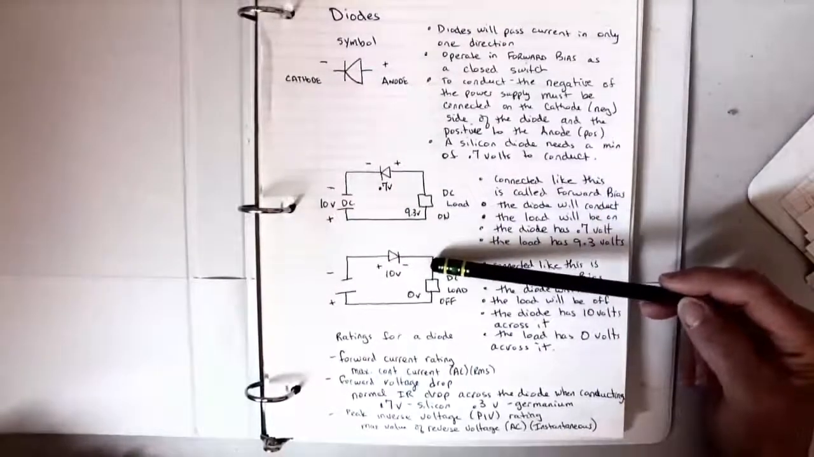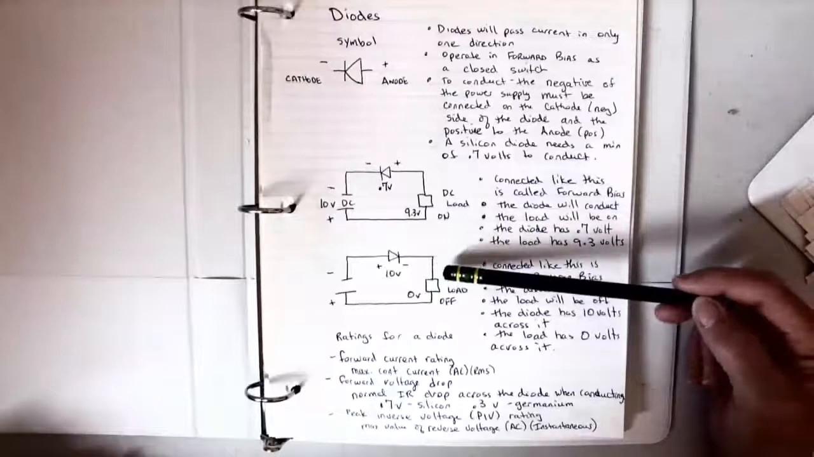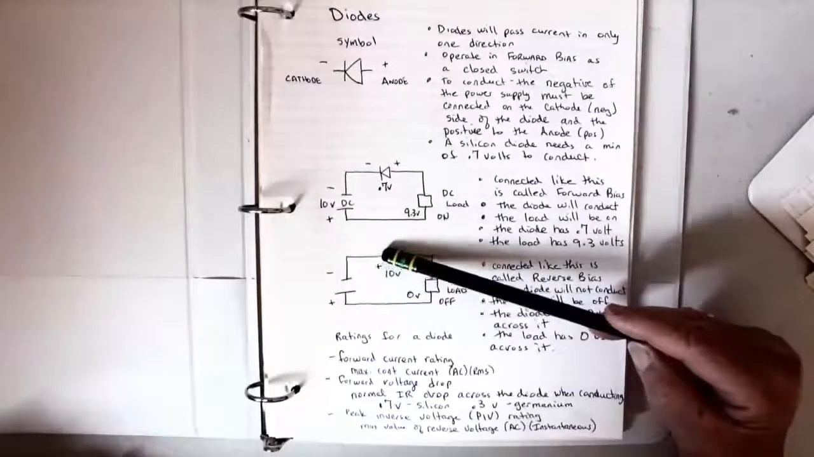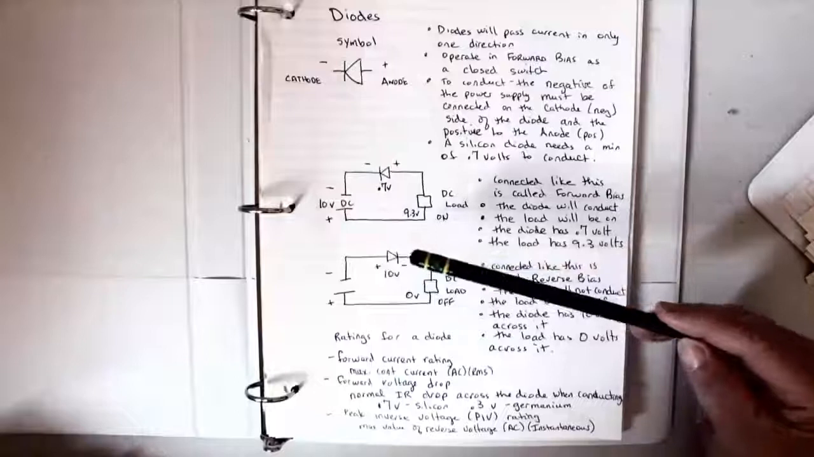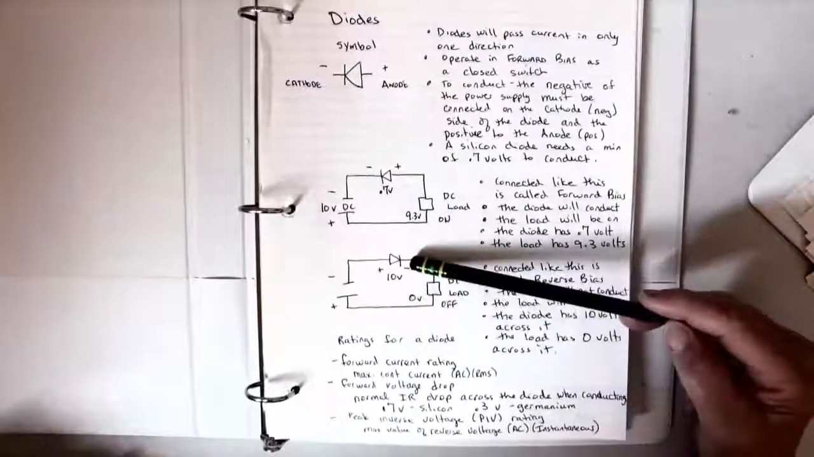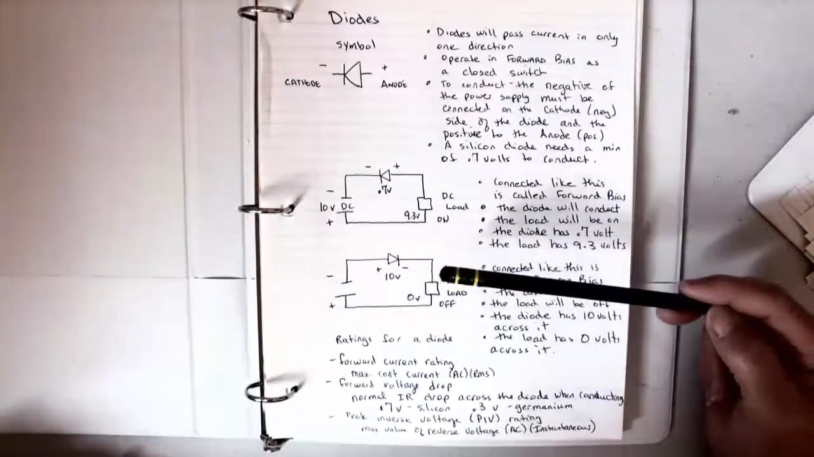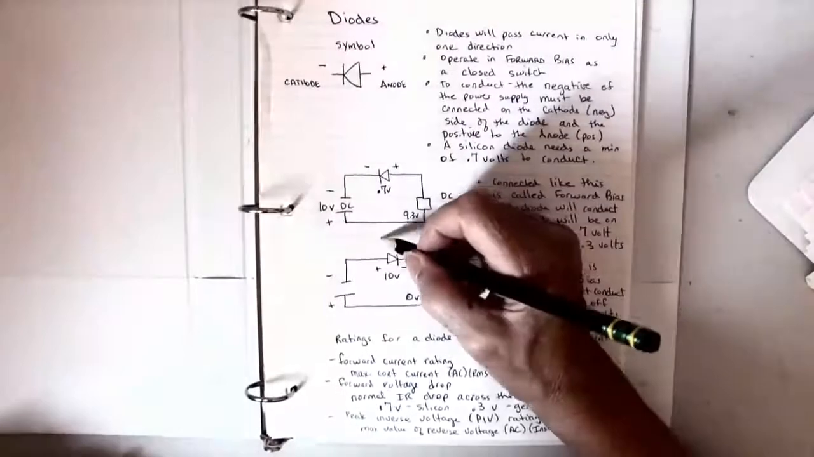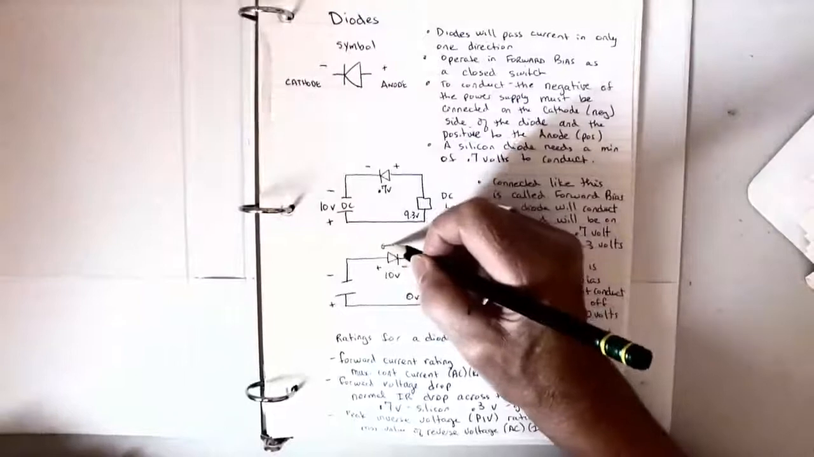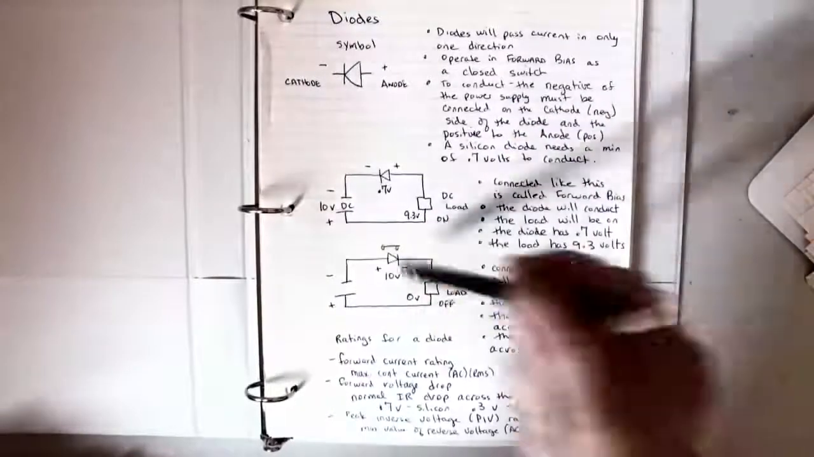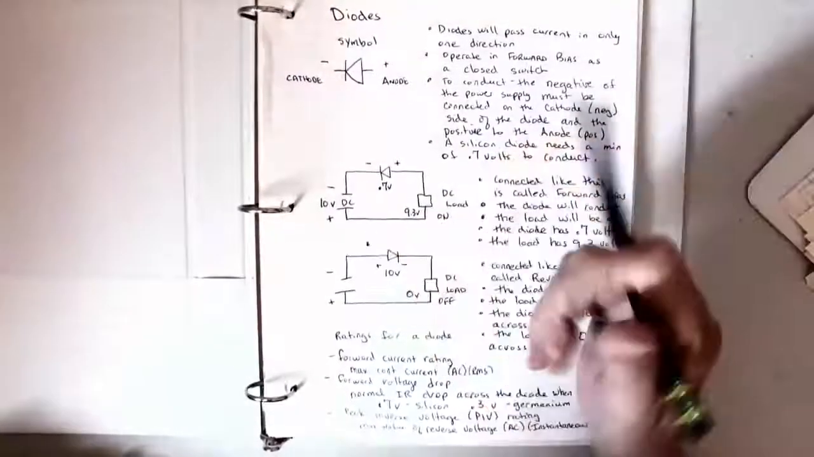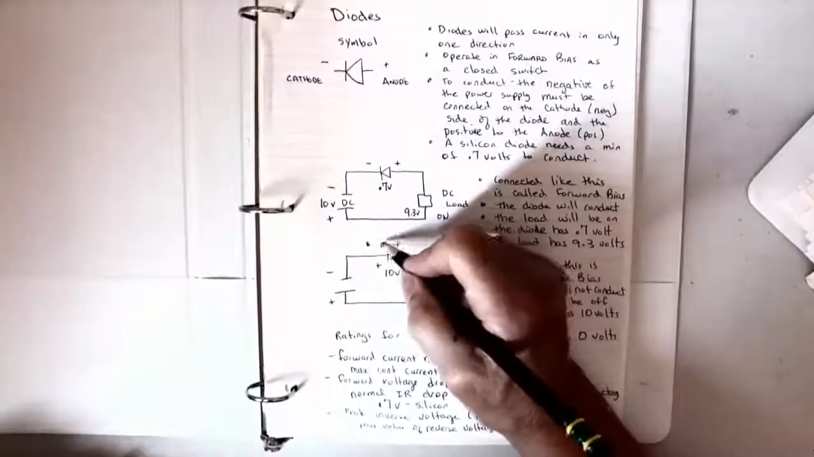On this next drawing, I've connected it in reverse bias. So my negative power supply is connected to the anode, my positive of the supply is connected to the cathode. This means that the diode will be blocking. In other words, it's acting like a closed switch. Oops, it's acting like an open switch. It's blocking.